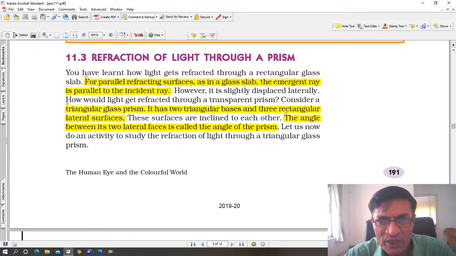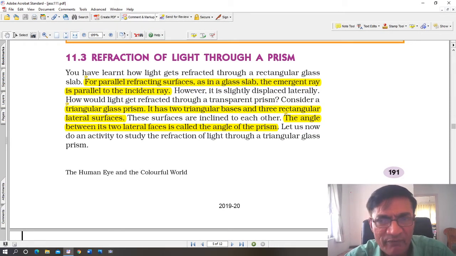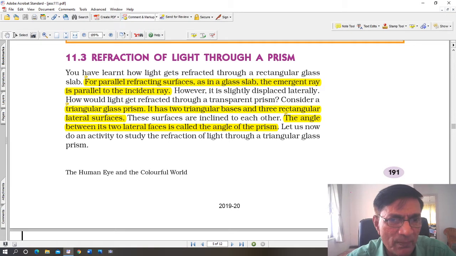All right, in such a manner. Refraction of light through a prism. Now let's go to the next part. Refraction of light through a glass prism. You learned how light gets refracted through a rectangular glass slab. For parallel refracting surfaces, as in a glass slab, the emergent ray is parallel to the incident ray. However, it is slightly displaced laterally.